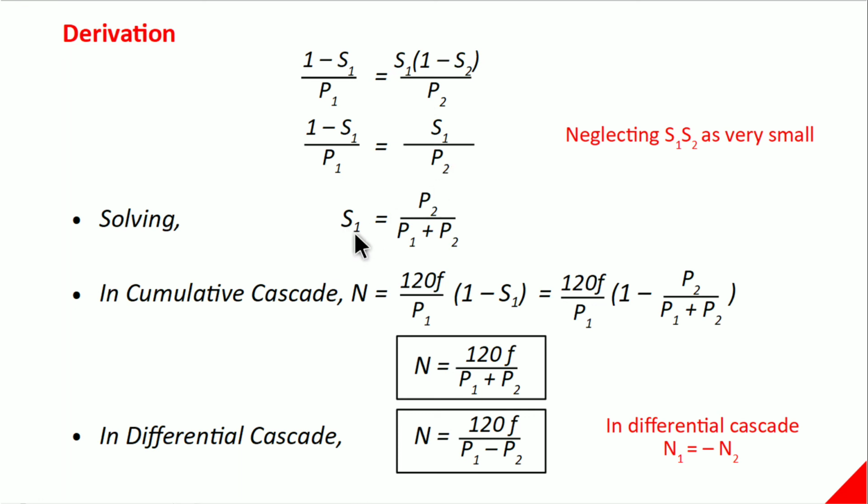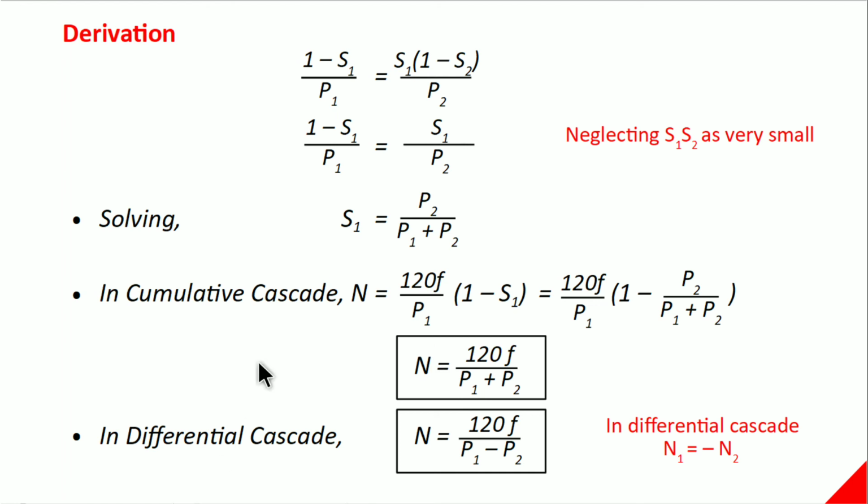Solving this equation, S1 is equal to P2 over P1 plus P2. Now in cumulative cascade, N is equal to 120 F over P1 into 1 minus S1. S1 is substituted from this equation, 1 minus P2 over P1 plus P2. If we solve this equation, the result is N equal to 120 F over P1 plus P2. This is the speed of the set when the motors are in cumulative cascade.